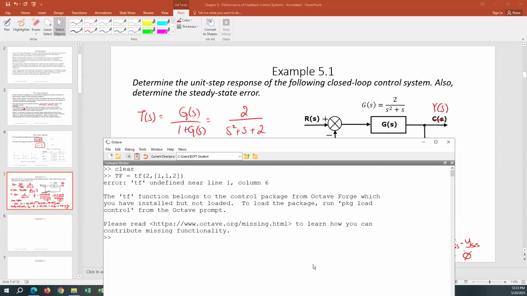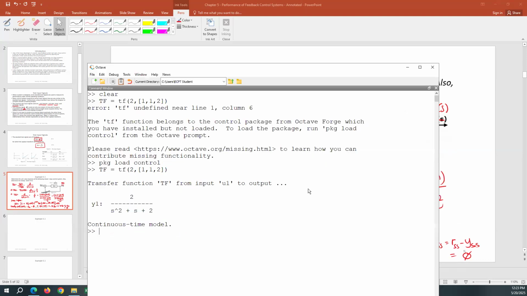All right, the function belongs to the control package. Okay, pkg load control. All right, let's go back. So it created a transfer function, 2 over s squared plus s plus 2. That's our transfer function.